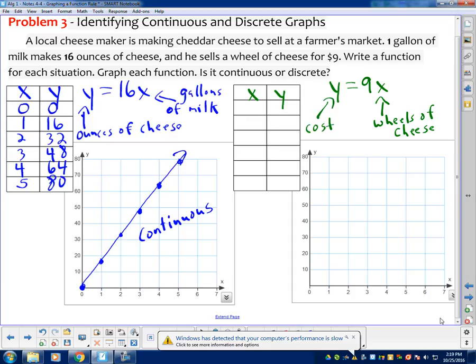So this one, I'm going to tell you that I can only sell wheels of cheese. I can't sell half wheels. I can't sell quarter wheels. I can only sell a full wheel of cheese. We package it as a full wheel. Sometimes you see them at Christmas. They come with the sausage and crackers and little wheels of cheese.